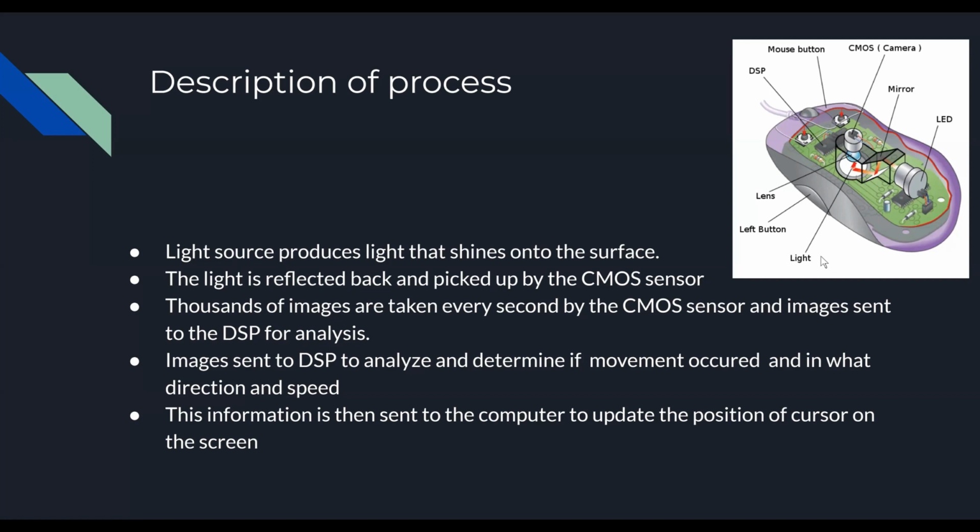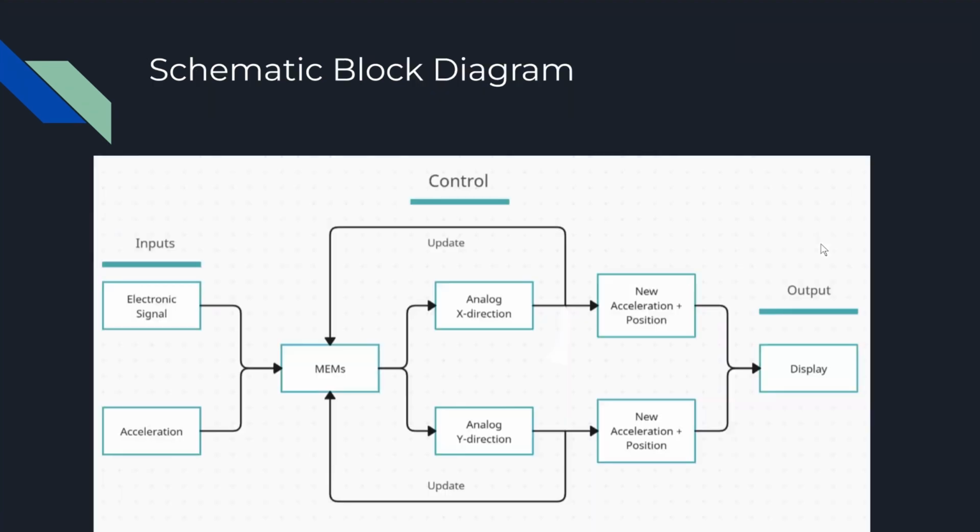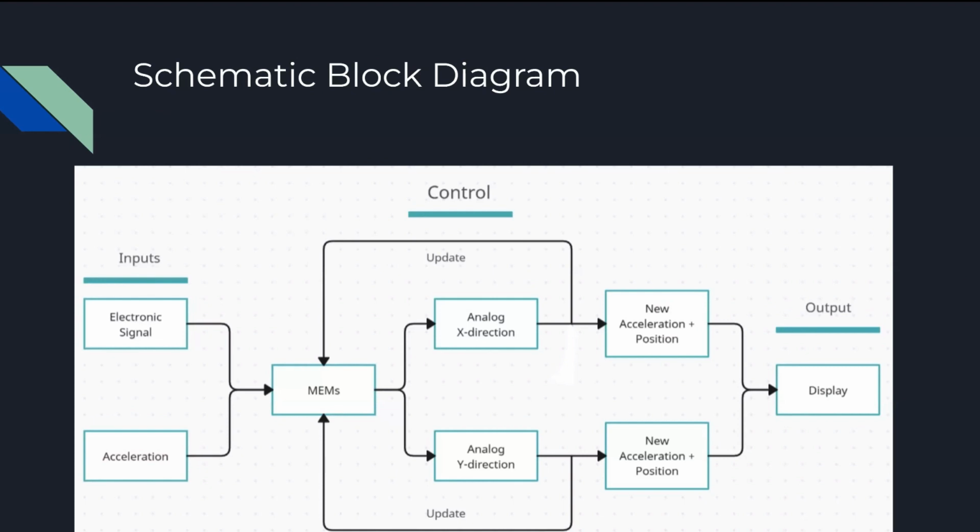This sensor takes thousands of images every second, which are then sent to the DSP. The DSP analyzes the images to determine if movement occurred and in what direction and speed. This information is then sent to the computer as an electrical signal to output the cursor's position on screen. Here we have our block diagram representing the process described before. We can divide the process into three components: the inputs, the control system, and the outputs.